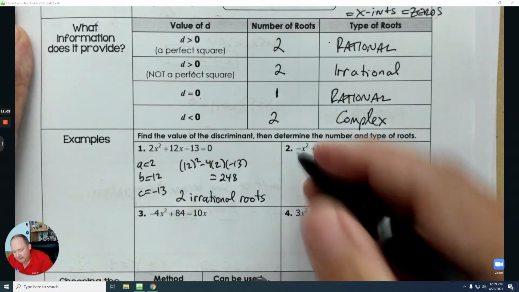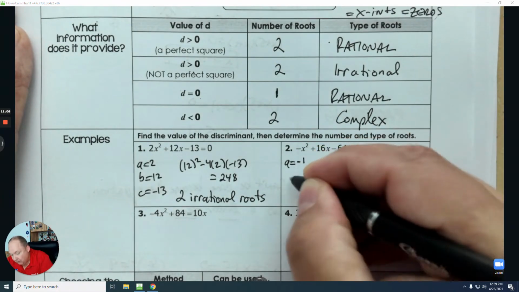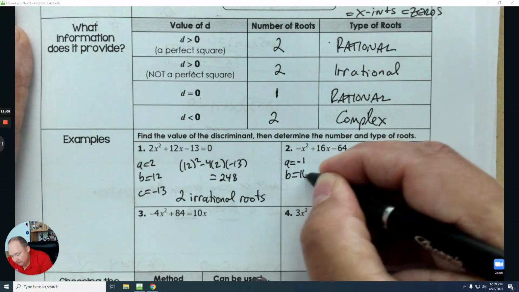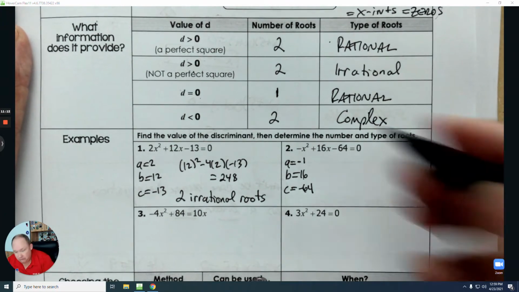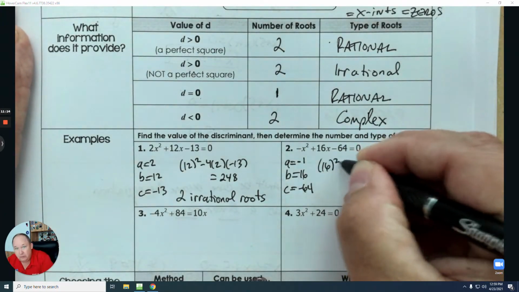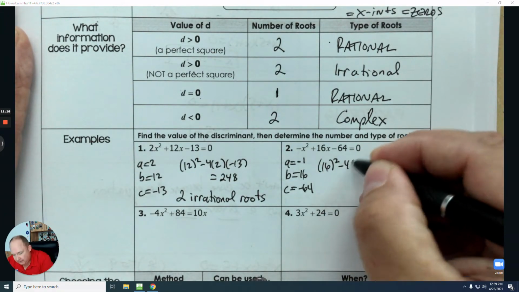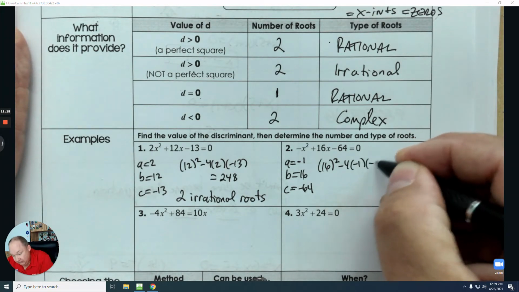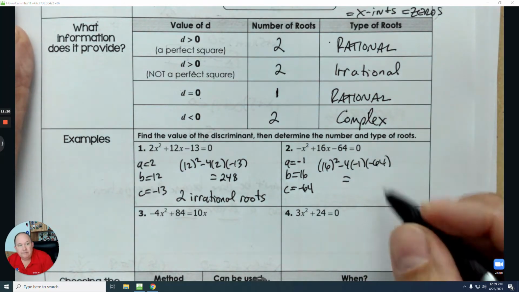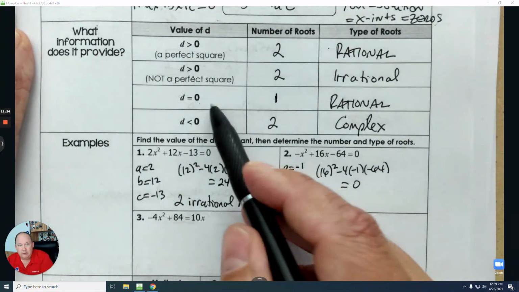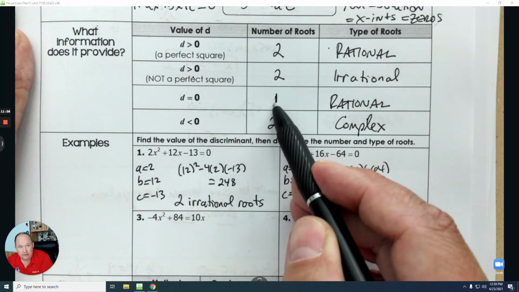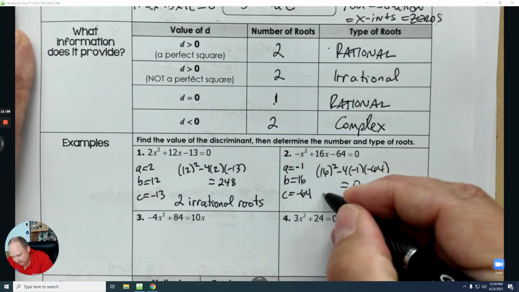We're going to do that work again. So A is -1, B is 16, C is -64. I want to find the discriminant. So that's B squared minus 4AC. And then you're going to calculate that. If you did this work, the answer is 0. And then you can look up here. If the discriminant is 0, there's one root and it's rational.